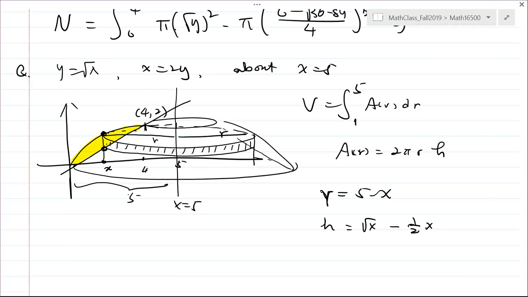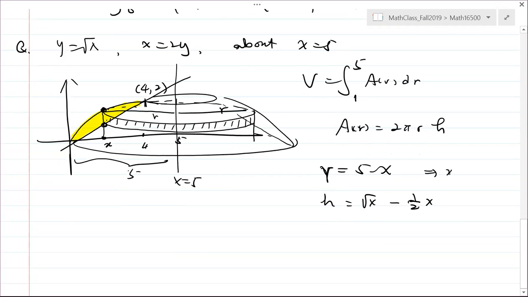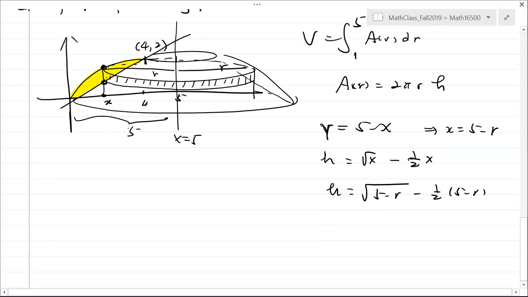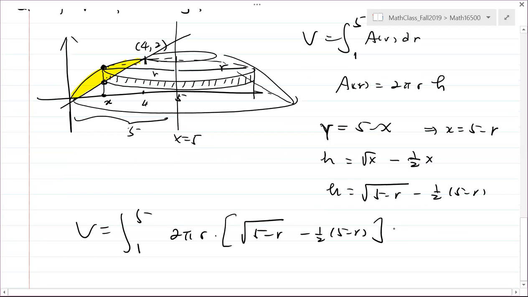If you use r for the integral, you don't need to change the limits, from 1 to 5. So what you have to do is solve for x. x is 5 minus r. So in this case, h is going to be square root of 5 minus r, minus half of 5 minus r. So when I put it into the above formula, it's going to be the integral from 1 to 5 of 2 pi r times the square root of 5 minus r, minus half of 5 minus r.